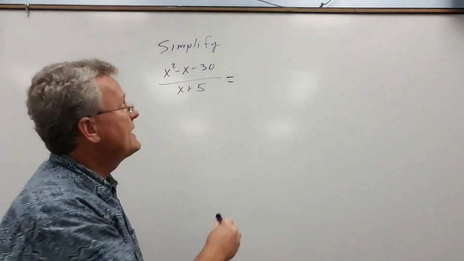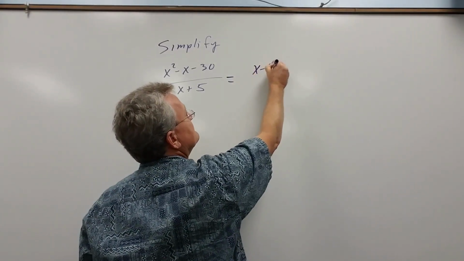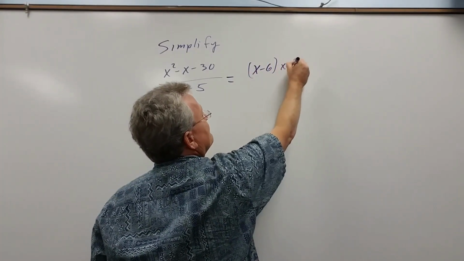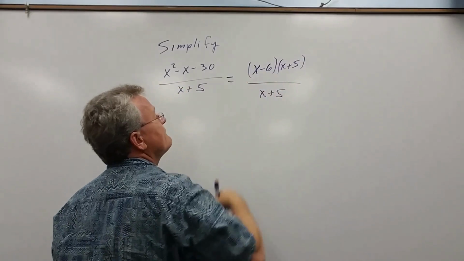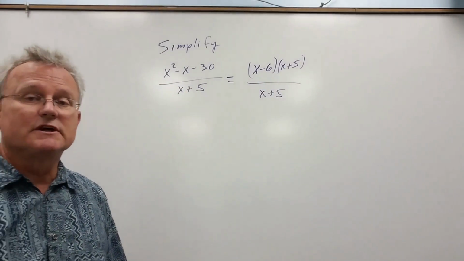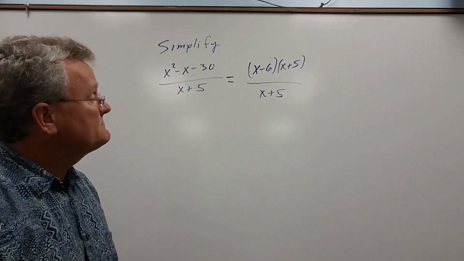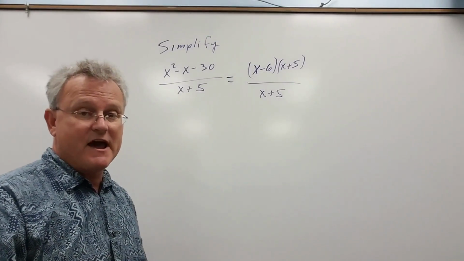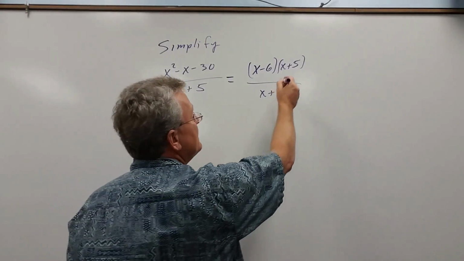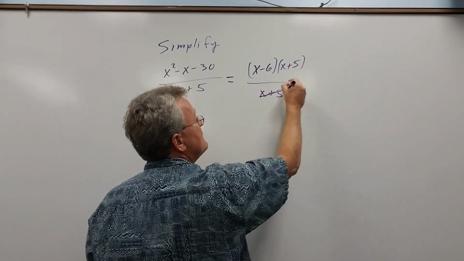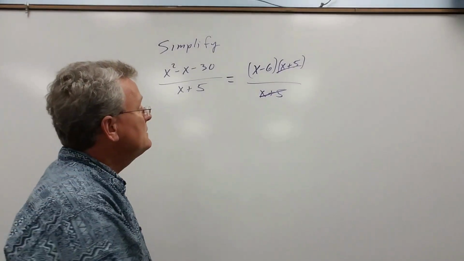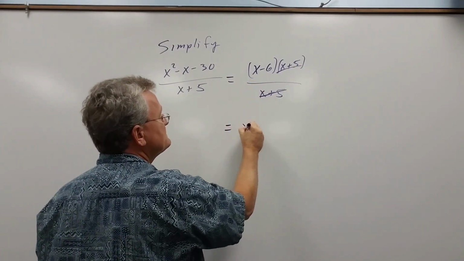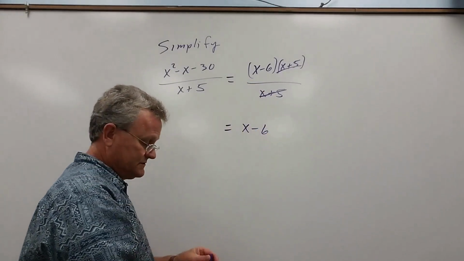Those numbers are negative 6 and a positive 5. So that factors into (x minus 6)(x plus 5). At this point, we can see there's a common factor in the numerator and denominator, x minus 5. (x minus 5) over (x minus 5) is 1, and 1 times x minus 6 is x minus 6.